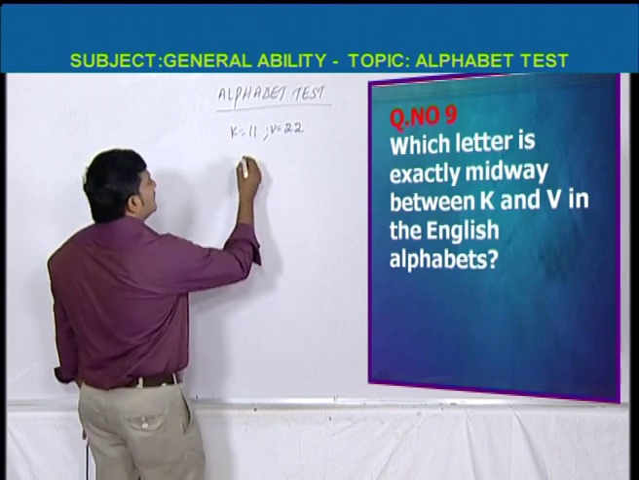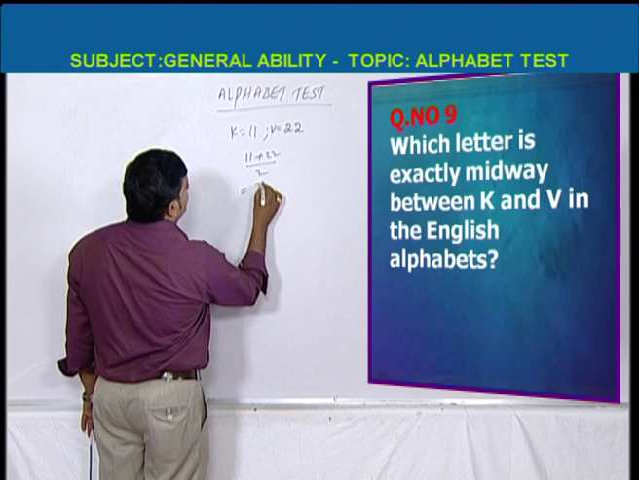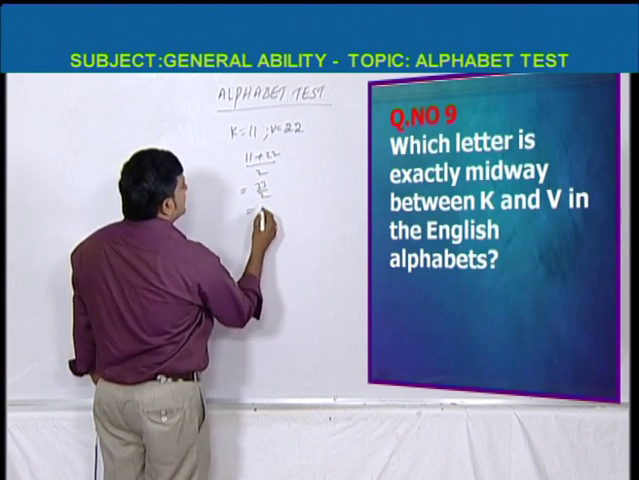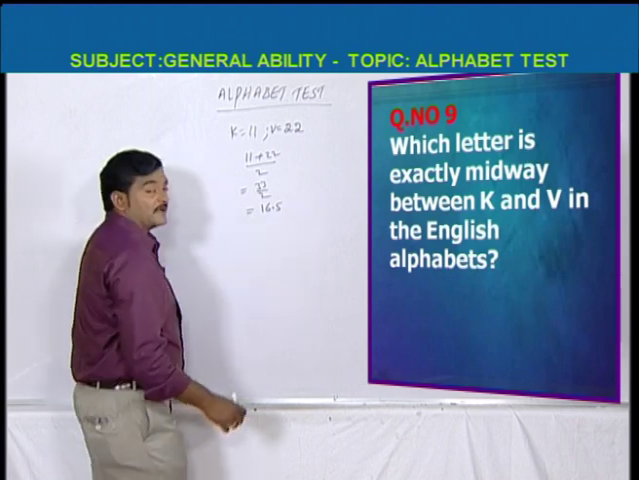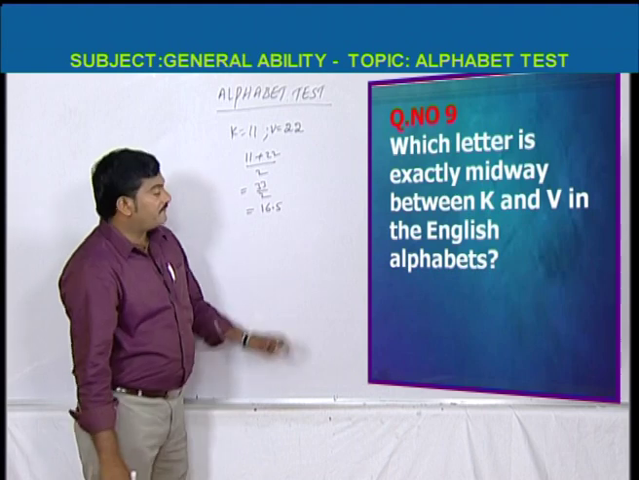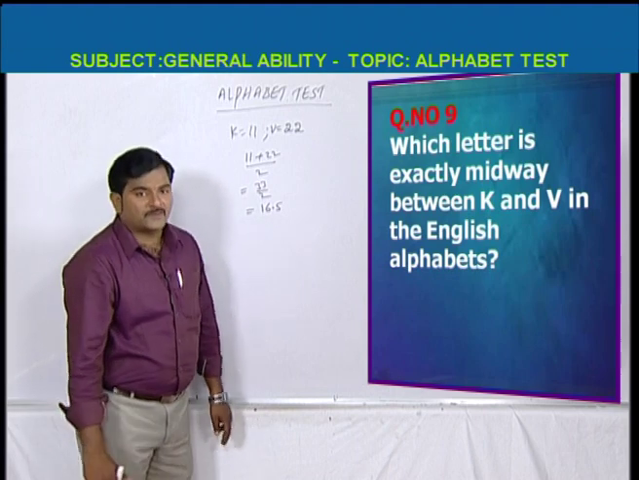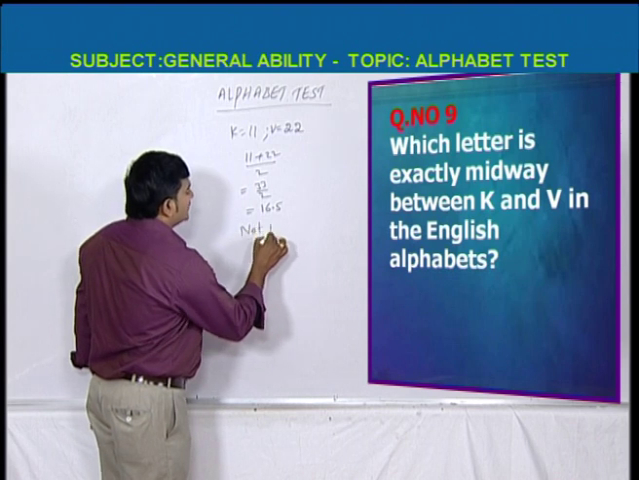But here what we can take is 11 plus 22 by 2, 33 by 2. 33 by 2 means how much am I getting? 2 ones are 2, 2 sixteens are 16.5. Now tell me, is there any other letter in the English alphabet which is indicating 16.5? No. What does it mean? So here we simply say that the answer is not possible.